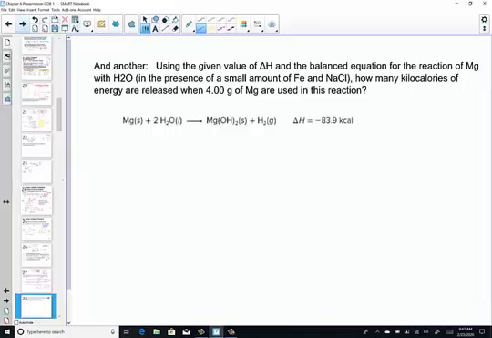Welcome back. Let's check out our work. Using the given delta H and the balanced equation for the reaction of magnesium with water, how many kcals of energy are released when 4 grams of magnesium are used?